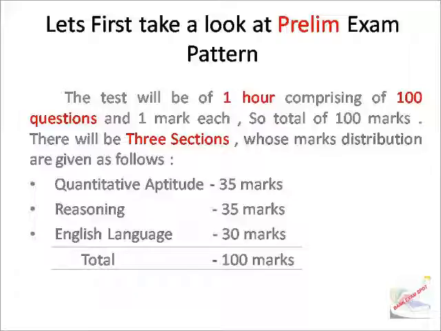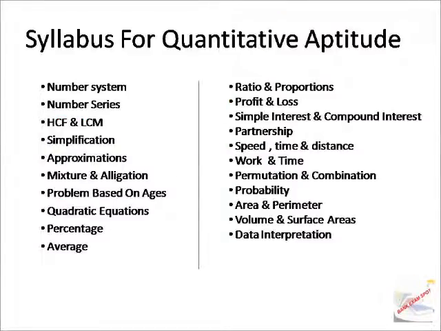There will be 3 sections, whose marks distribution is given as follows: quantitative aptitude, 35 marks; reasoning, 35 marks; English language, 30 marks. So a total of 100 marks. Now let's discuss the syllabus for the prelim examination.